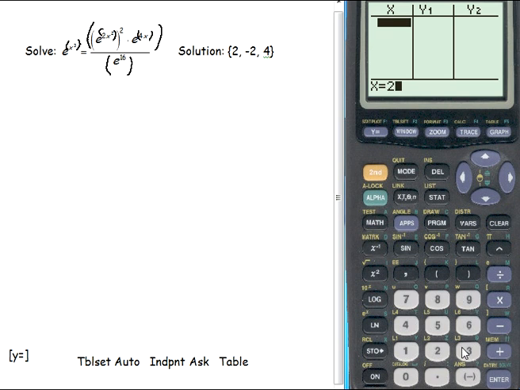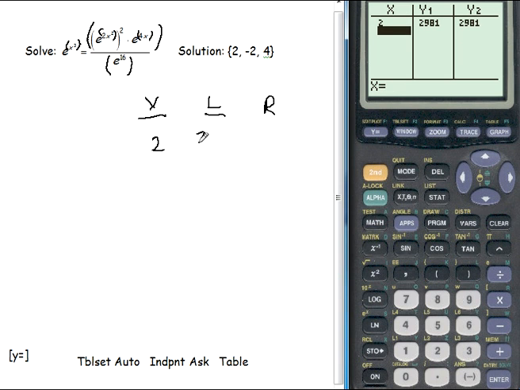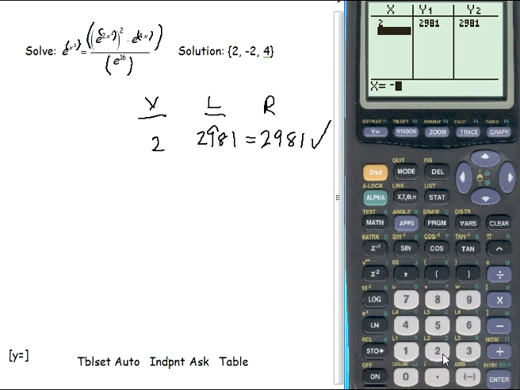Enter your first solution, and I'm going to make this in kind of a chart again. The x value, the left, and the right. So when x is 2, we'll see if it makes the left and right equal. Hit enter, and it does. It gives us 2981 equals 2981. So that's a solution.